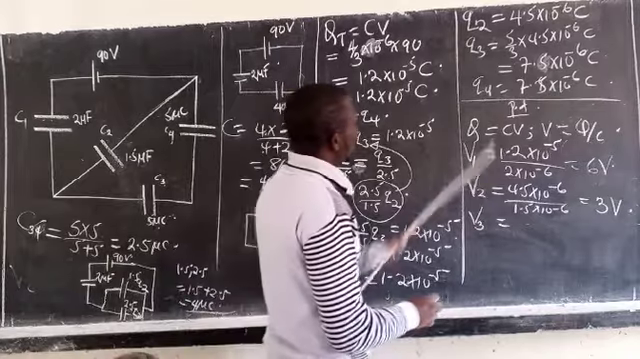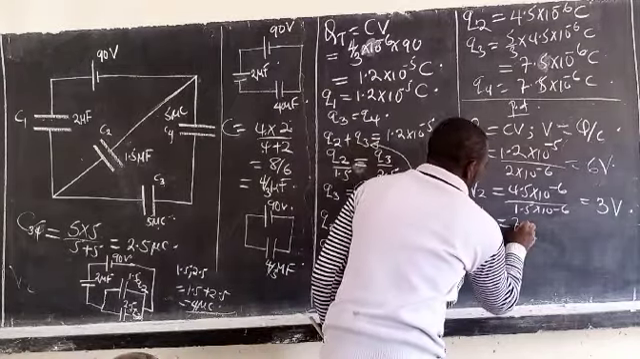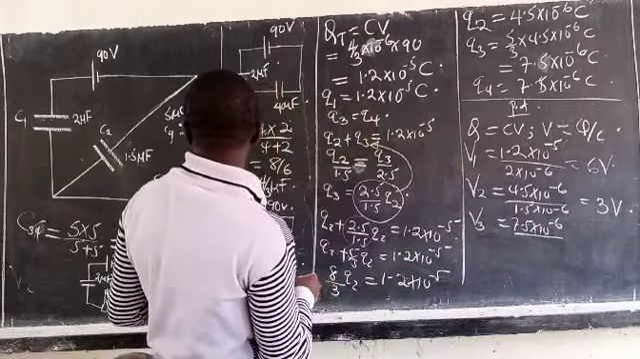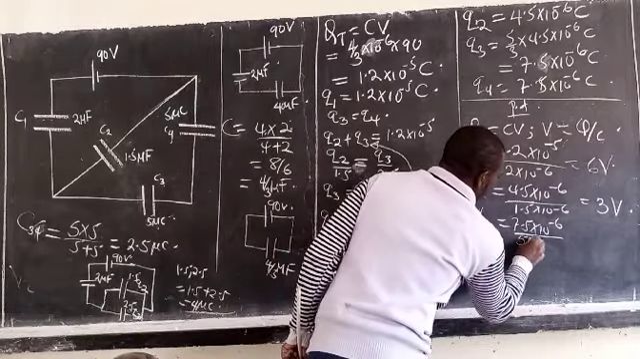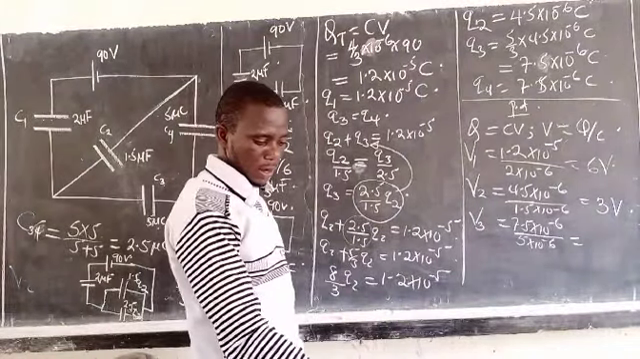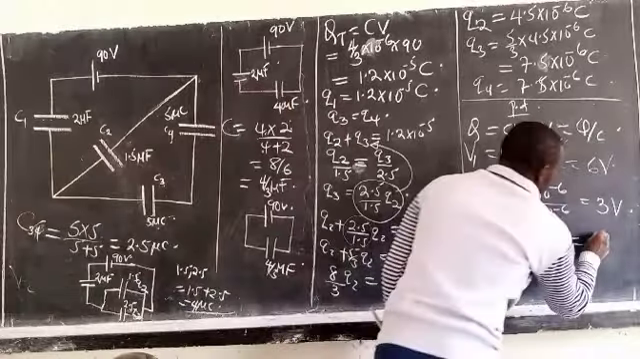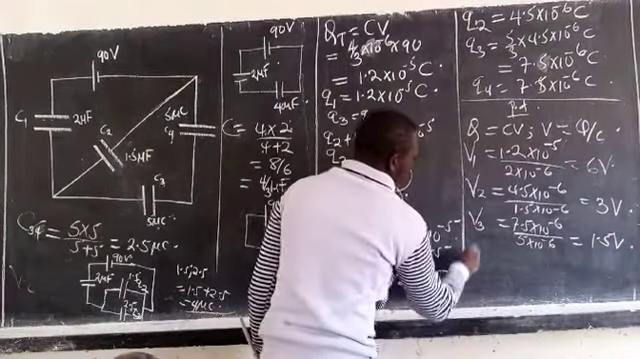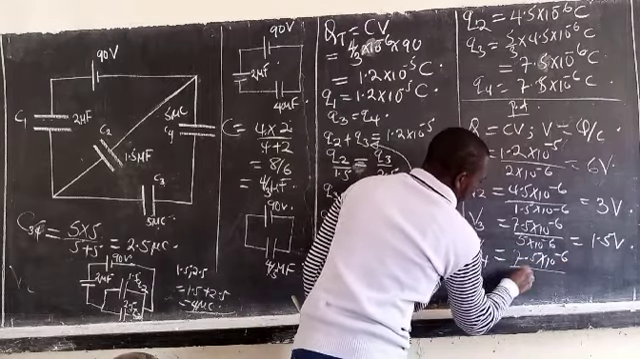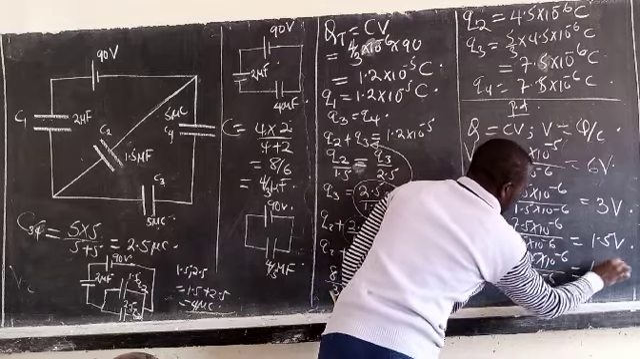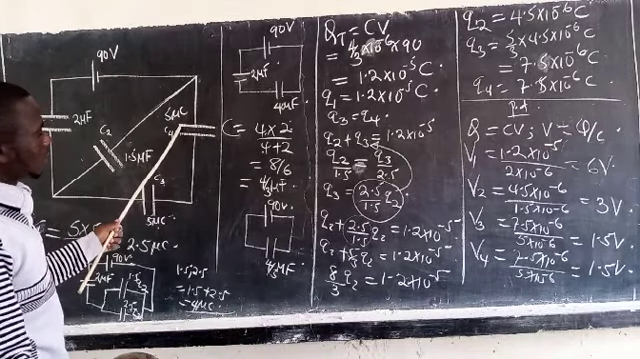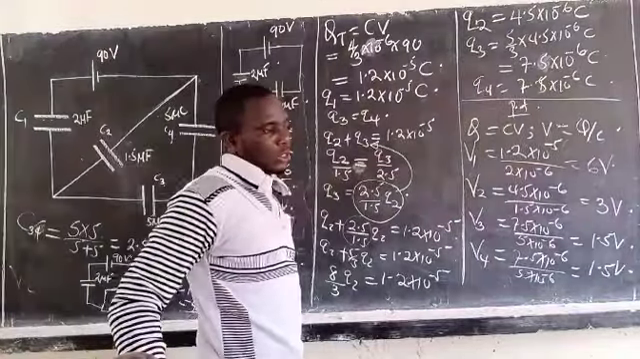So V3 is Q3, 7.5 exponent -6 out of C3, which is 5 exponent -6. When you get 7.5 and divide by 5, you shall get 1.5 volts. And finally, V4 will be 7.5 exponent -6 out of 5 exponent -6, which gives 1.5 volts, because V4 is the voltage across this one. Of course, the charge across this one, Q4, is there, so we just substitute.